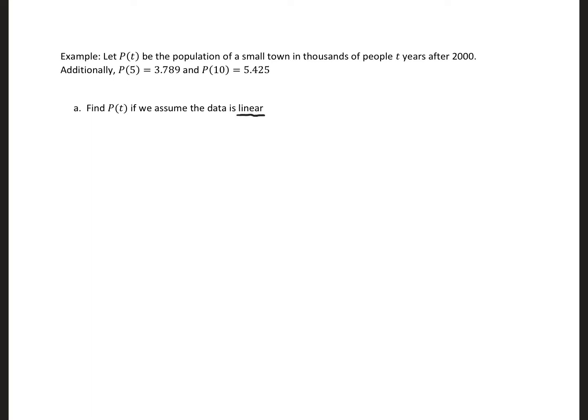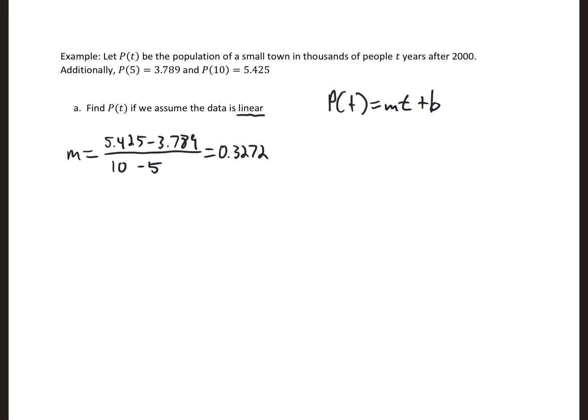So if we're asked to write a linear function, we know we're going to try and write some P of t equals m times t plus b. When we wrote linear functions, we found m first, and we worked backwards to find b. So to find m, we do the change in outputs divided by change in inputs. So to find the change in outputs, 5.425 minus 3.789 over 10 minus 5. And if we compute that value, we'll get 0.3272. So that's our slope.